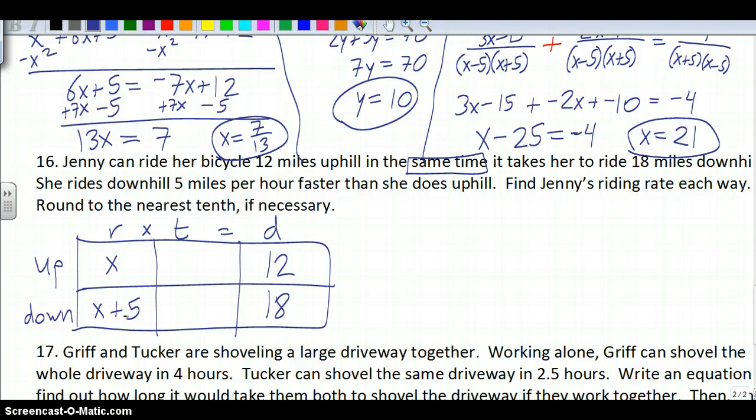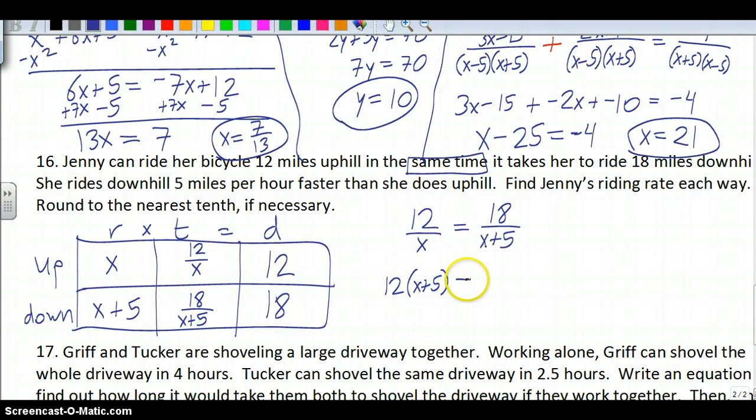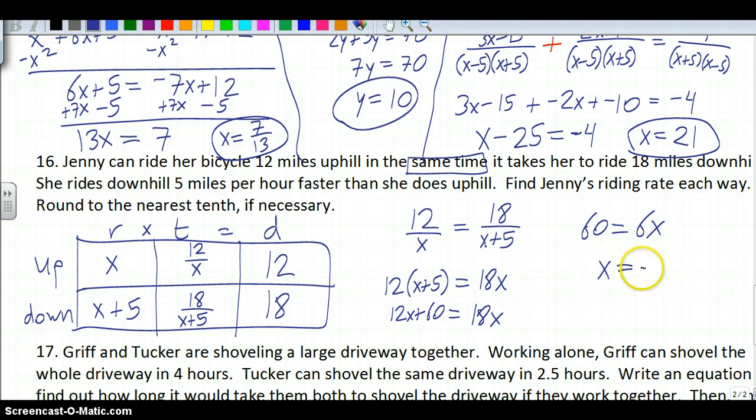So her uphill speed is x, and since she goes 5 miles per hour faster downhill, that's x plus 5. Now, you may recall, if I need time, it's d over r. So it would be 12 over x and 18 over x plus 5. Because we have the same time, their times are equal. So 12 over x equals 18 over x plus 5. This problem is no different than the ones we've done before. It's just cross multiplying. So 12 times x plus 5 equals 18 times x. So you get 12x plus 60 equals 18x. Subtract 12x, you get 60 equals 6x, which means x equals 10.